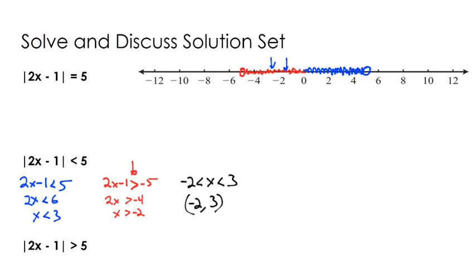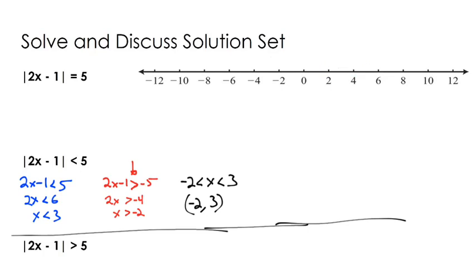Now, let's look at this again. I'm going to erase a bunch of stuff. But I'm going to leave this, and let's look at this last example. I don't have a ton of room down here, but I really want us to understand this. Let me erase my number line.